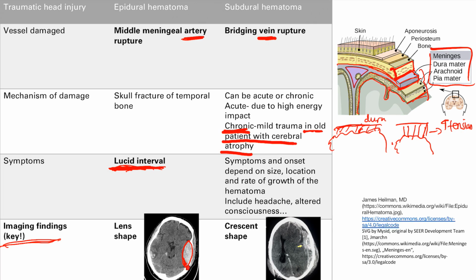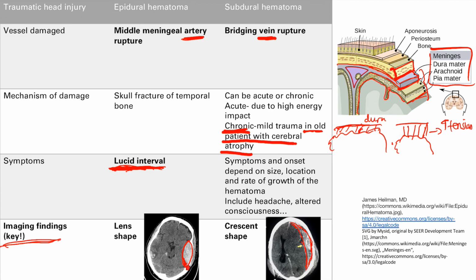And then for the subdural hematoma, it's much less tightly attached, so you get a little crescent instead. You can nicely spread out and push apart the arachnoid, push the arachnoid away from the dura. So crescent shape is subdural, lens shape is epidural. I don't think you need a mnemonic for this.